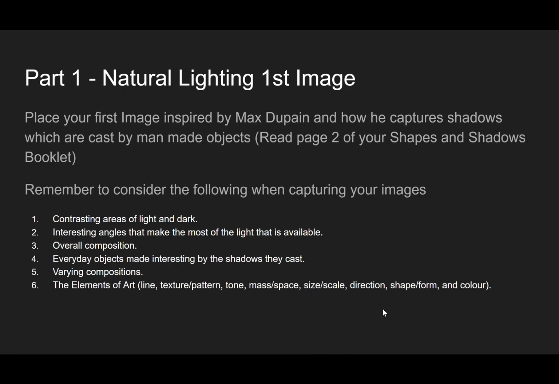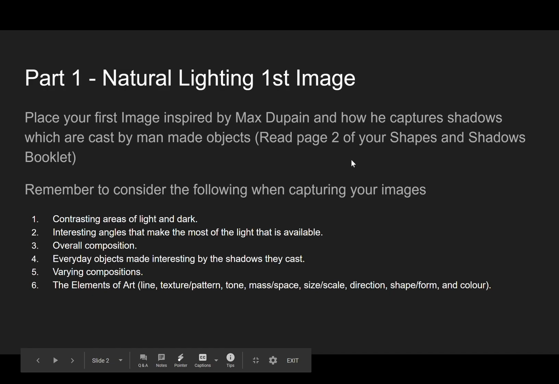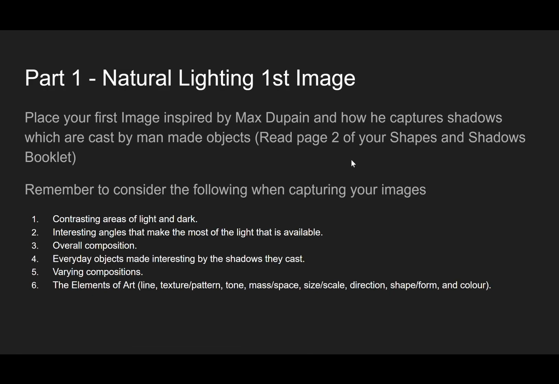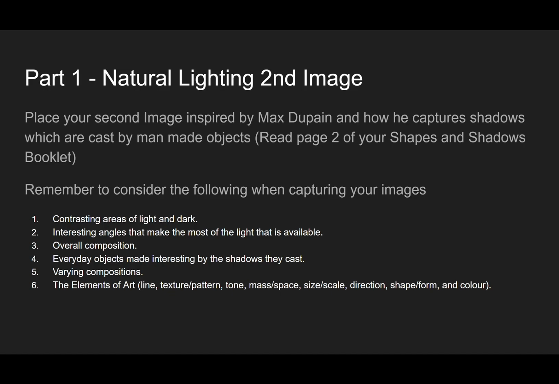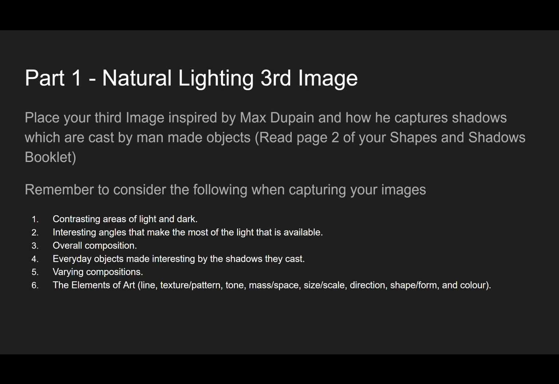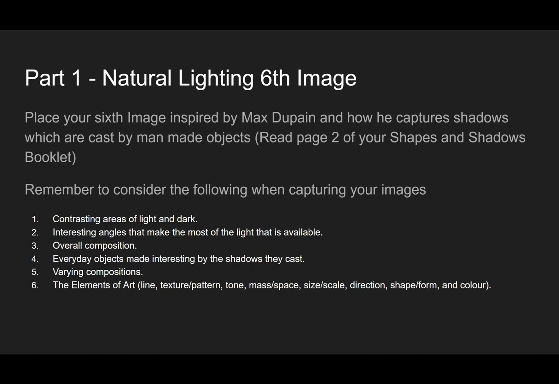So that's your first image. It has to be inspired. Now it says there, image number 1, inspired by Max Dupain. It could also be an Olive Cotton. So I'm happy for that to be Olive Cotton or Max Dupain. Basically, it's a modernist or modernism type photograph, with natural light. Second image, and it says that you can read page 2 of your Shapes and Shadows booklet for a bit of a hint. Third image, natural light. Fourth image, natural light. Fifth image, natural light. Sixth image, natural light. Okay, so that's part 1. So they're images that are modernist inspired images, all taken in natural light.